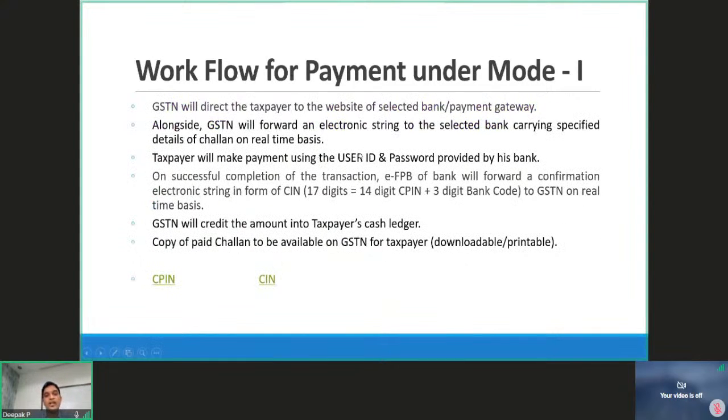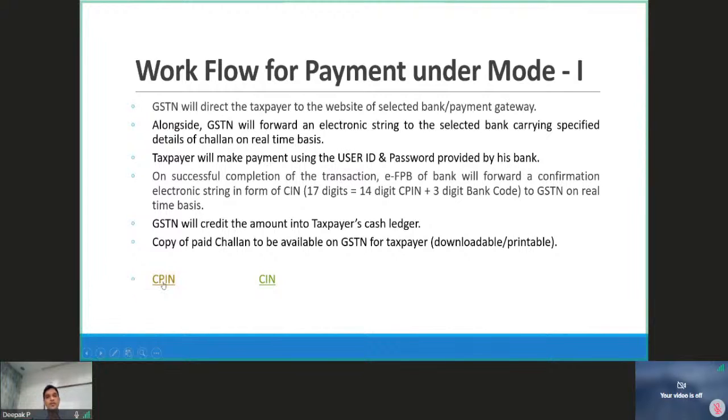GSTN will direct the taxpayer to the website of the selected bank, and it also forwards an electronic string to the selected bank carrying specified details. Taxpayer will make the payment using his user ID and password. On successful completion, EFPB of the bank will forward a confirmation string of CIN to GSTN on a real-time basis. Then GSTN will credit the amount to the taxpayer's cash ledger. Once CIN is generated, that amount gets credited in your electronic cash ledger. Copy of the paid challan is available on the GSTN for the taxpayer itself. Once the challan gets generated, it is available on your portal.